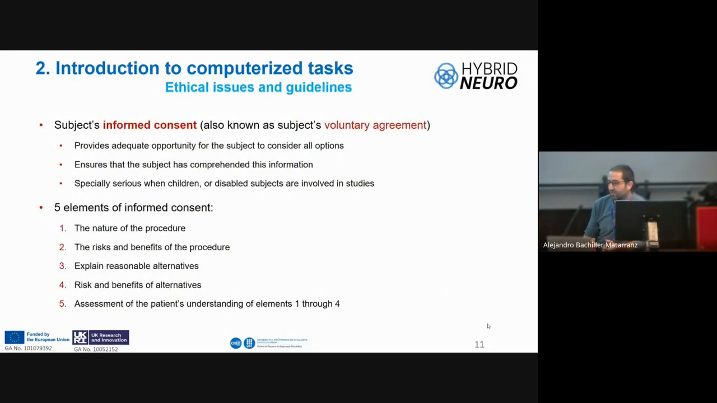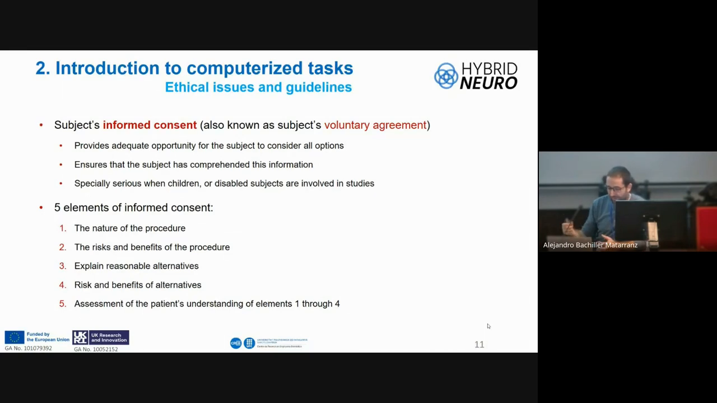It is also necessary to have a subject's informed consent, also known as a voluntary agreement. This document provides the subjects the opportunity to consider their options, and finally they can refuse participation in the study. It is very important because this document needs to ensure that the subject has comprehended all the information in the document, ¿vale? And this is especially serious when children or disabled subjects are involved.